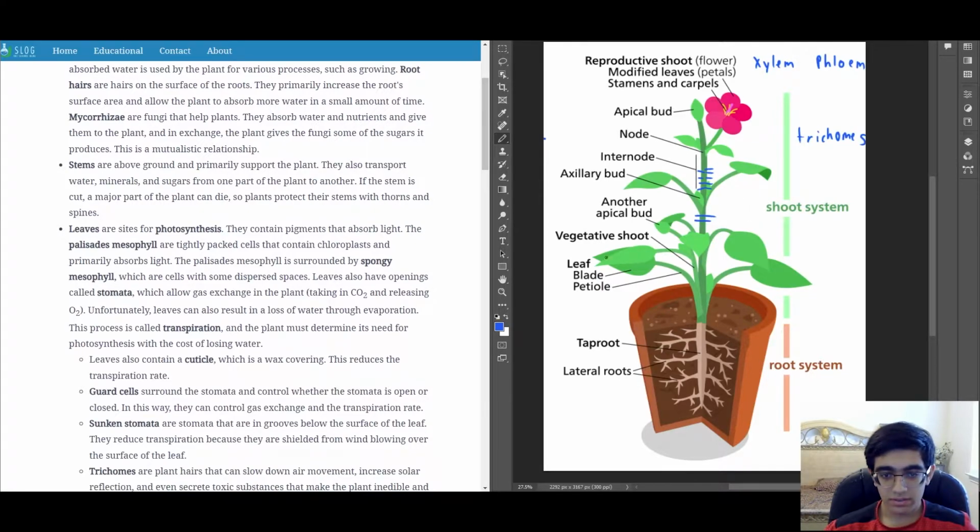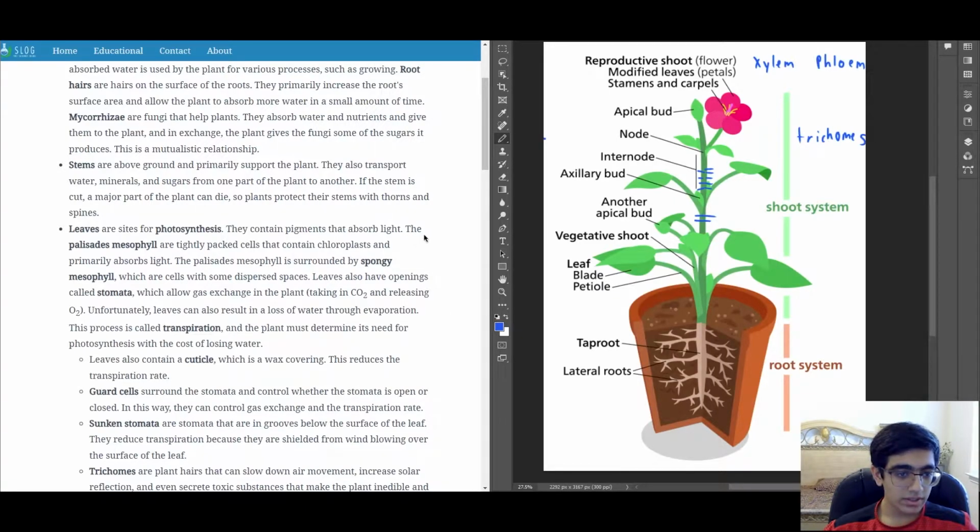Now, after the stems are the leaves. The leaves of the plants are where most of the photosynthesis takes place. And each of these leaves contain different pigments. Chlorophyll is the major pigment that plants use, and chlorophyll is the reason that these leaves have the color green, because they reflect green light.